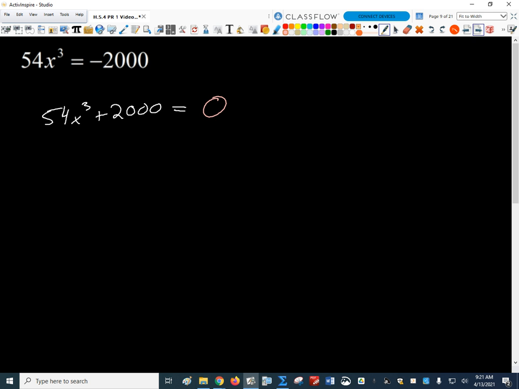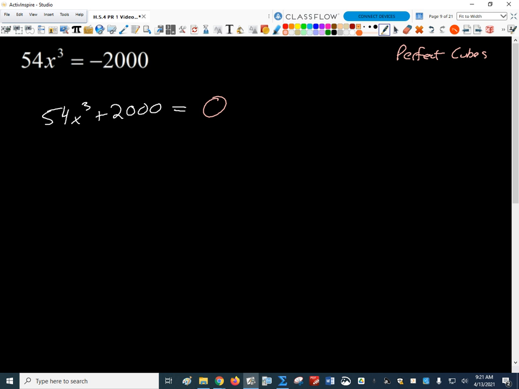We want to be able to write this as something cubed plus something cubed. 54 is not a perfect cube, but is there a perfect cube factor of 54? Something that divides evenly into 54 that is a perfect cube? Nine's a perfect square. So think about if we made a list of perfect cubes. So perfect cubes, what would they be?